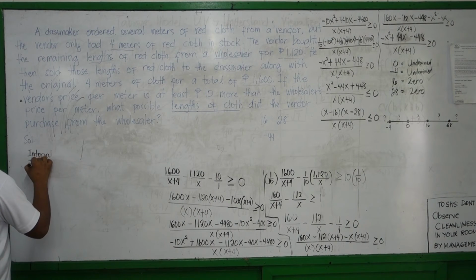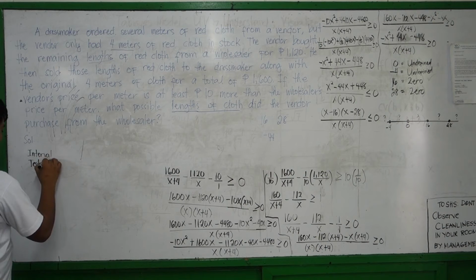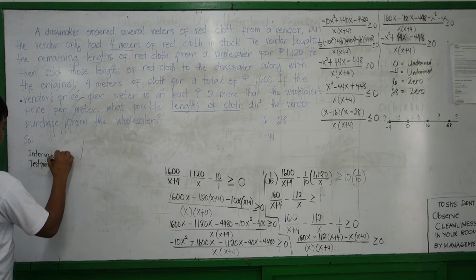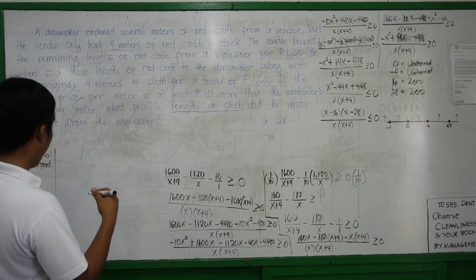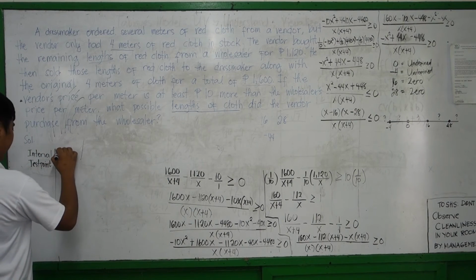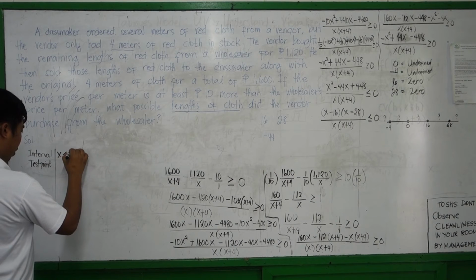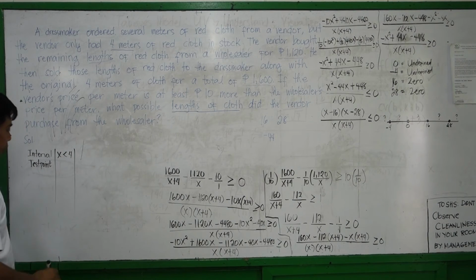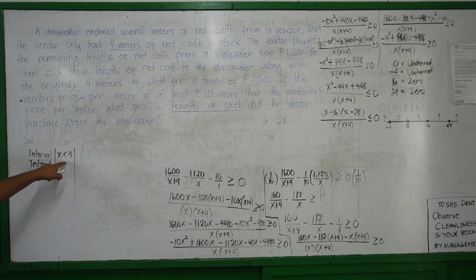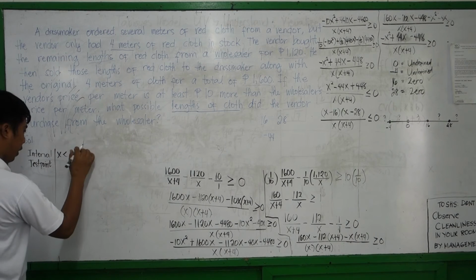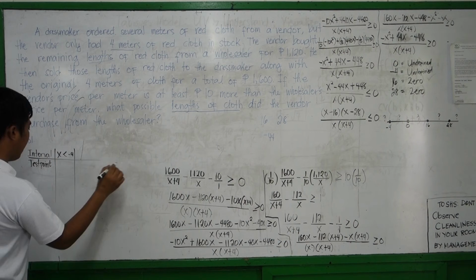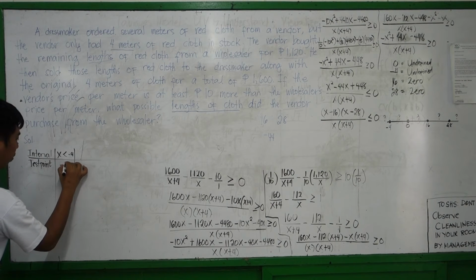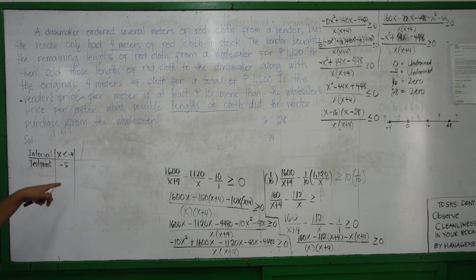And test point. So interval, mag-una ta sa less than negative 4. So meaning the x is less than negative 4. Okay? So any number that is less than negative 4, test point negative 5. Atong unahon. Diba? That number is lesser than negative 4.